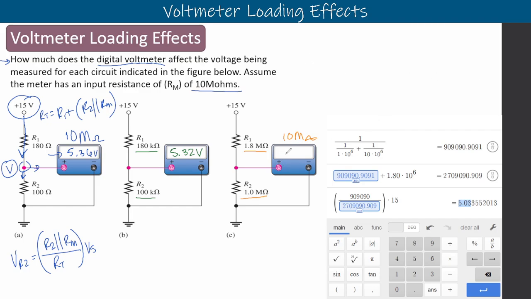So our meter would read 5.03 volts. Right, so now our measurement of voltage across this resistor is no longer accurate. We're actually dropping some voltage across our meter, some voltage across our resistor. We're not getting an accurate reading for that.